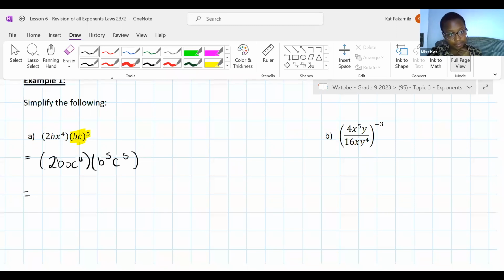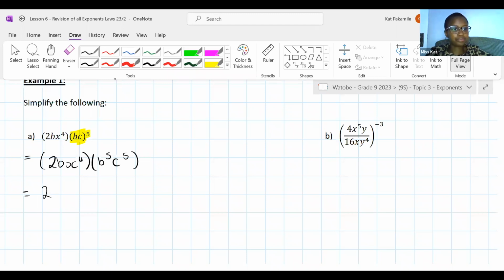We are going to first simplify the second bracket because it's a bit easier for me. How are we going to do that? We first look at the like terms, the same base. In the first bracket we have the base 2, and the base is 1 in the second bracket. So we're still going to stay with 2, because 2 times 1 is 2.